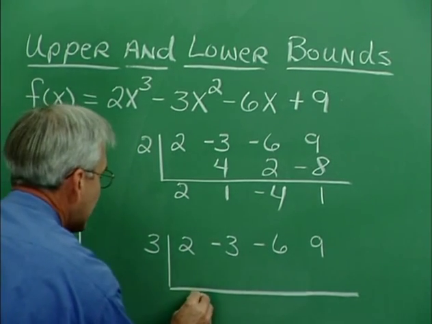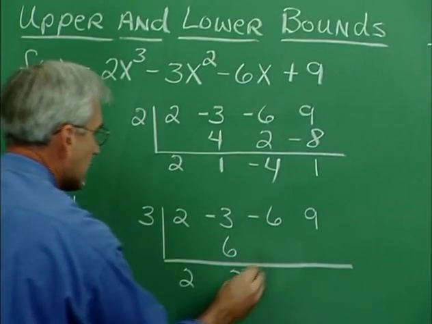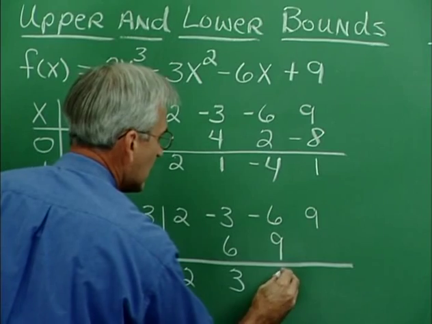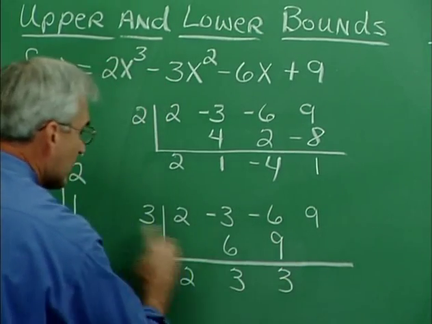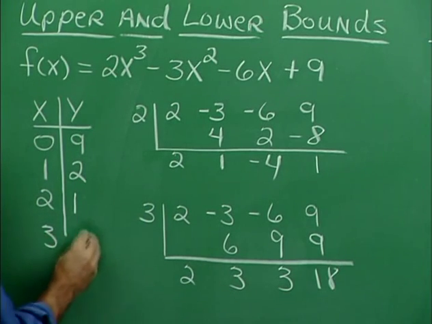Let's see. So we bring down the 2. We have 3 times 2, 6. 6 minus 3, 3. 3 times 3, 9. 9 minus 6 is 3. 3 times 3, 9. 9 and 9, 18. Uh-oh, we're going in the wrong direction here.